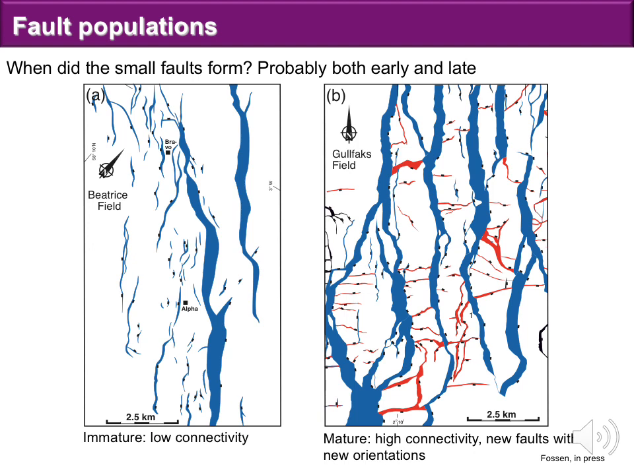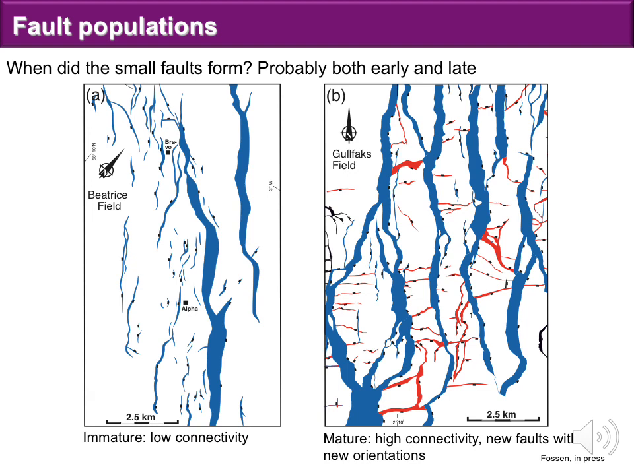Here are two maps of actual fault populations from a rift. The map to the left has experienced less strain, or reflects less strain. It has a lot of parallel small-scale faults and some larger faults that make bends that indicate that they form by linkage.